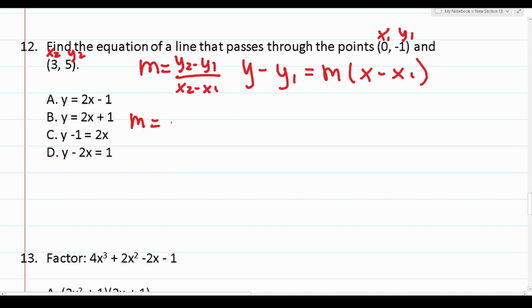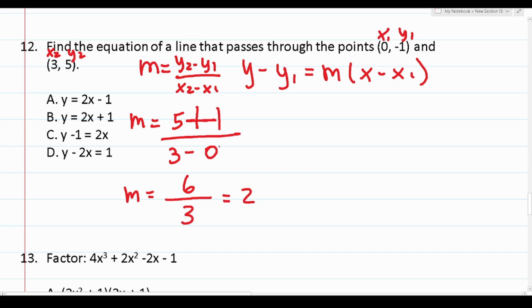Again, y2 is right here. It's 5 minus y1, which is -1, over x2, which is 3, minus x1, which is 0. Let's work this out. 5 minus -1 is the same as 5 plus 1. So this becomes 6 over 3. 6 over 3 is just 2.